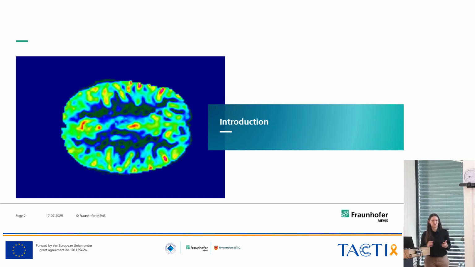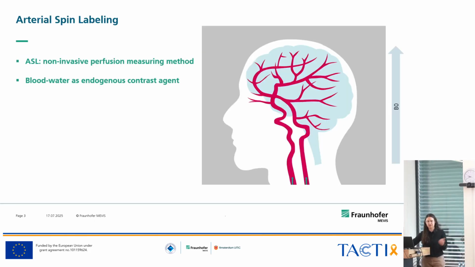There are different methods, but one method we are working on in the institute is so-called arterial spin labeling. And compared to the clinical standard, it's non-invasive and it's contrast agent free, which is super nice. And how does this work? It's using the blood water itself as an endogenous contrast agent.